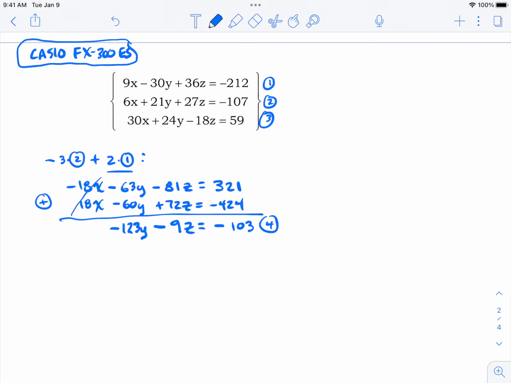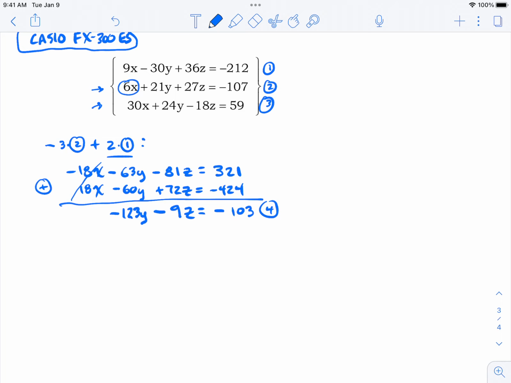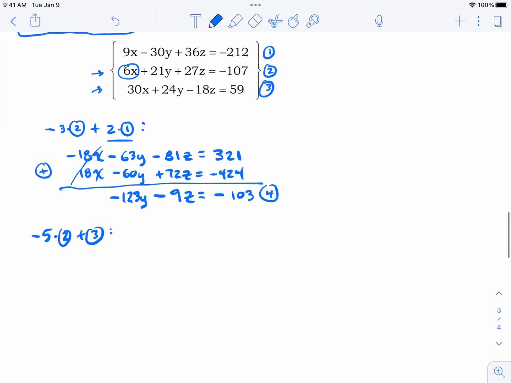Now, I played with the top two equations. I need to play with a different two equations. I'm thinking maybe the bottom two equations, because I can take that 6x and I could turn that into a negative 30x if I multiply by negative 5. So my idea is take negative 5 times equation 2 and then add equation 3 as is. So that'll look like this.